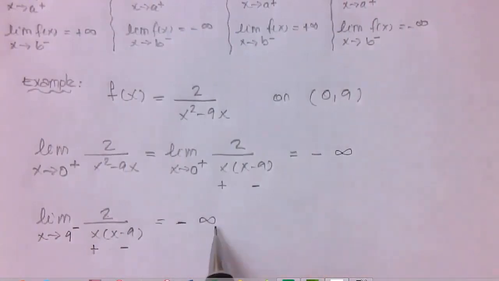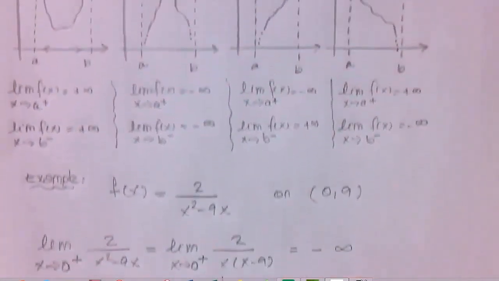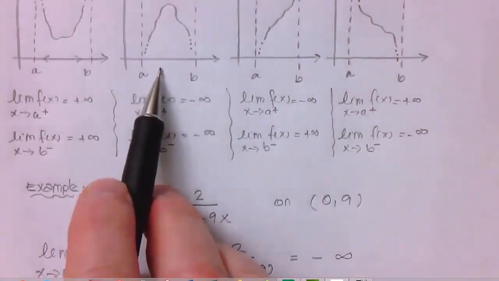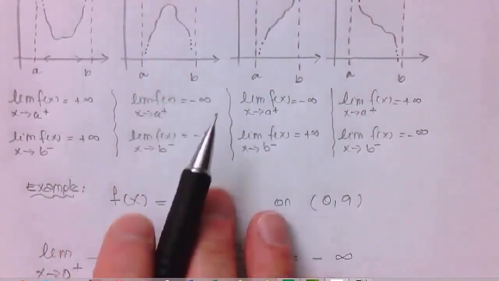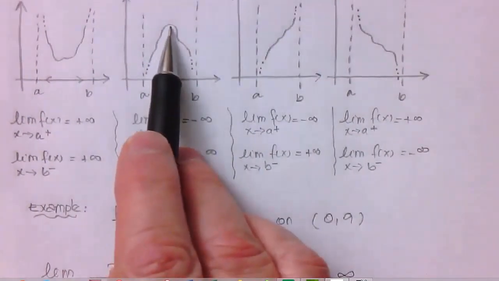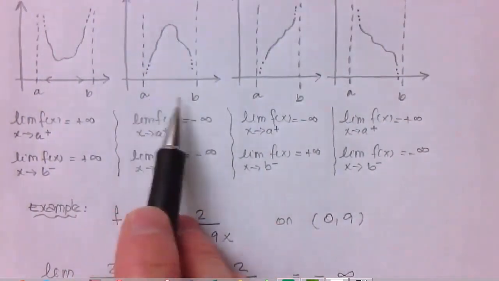So we get negative infinity, so what we got was this, which means that the function will have an absolute maximum but no absolute minimum. So we have to find it.